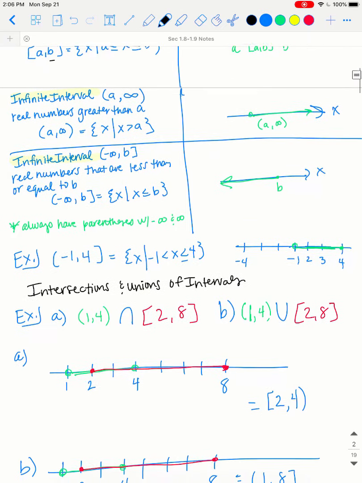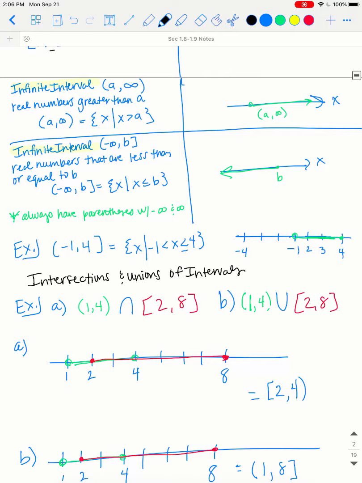An infinite interval is a to infinity. And these just represent the real numbers that are greater than a. And so when we draw that, we have our open dot at a, and then we have an arrow going all the way to the right, and that's to infinity. And this is just x values greater than a, not including a. That's why we have the open dot.